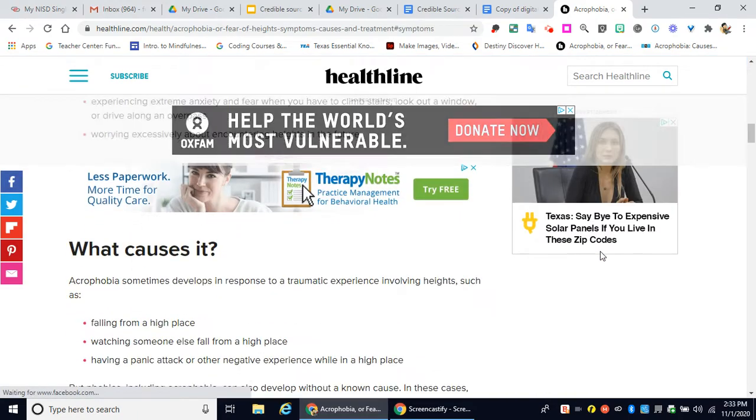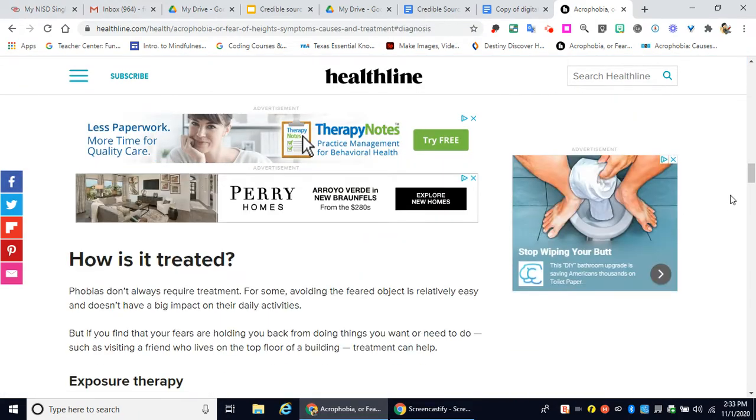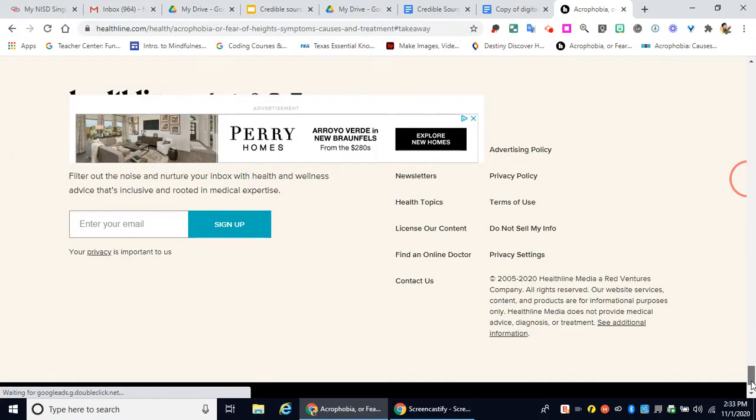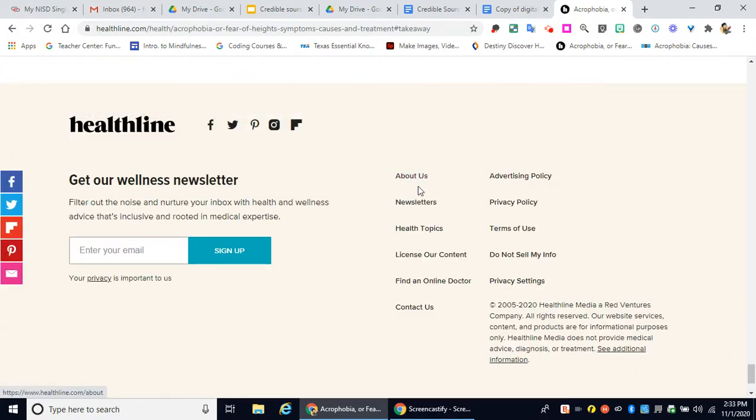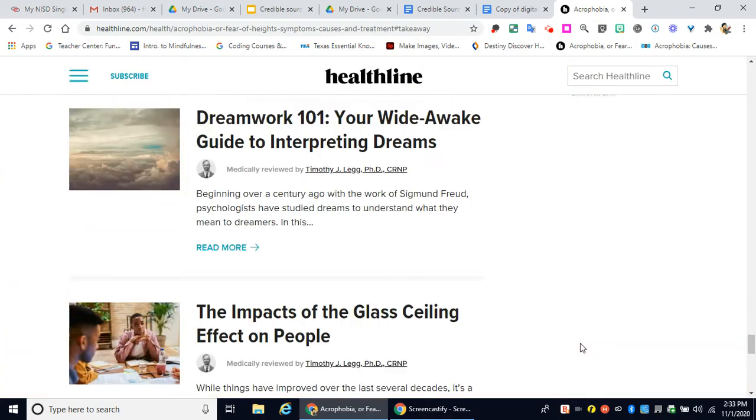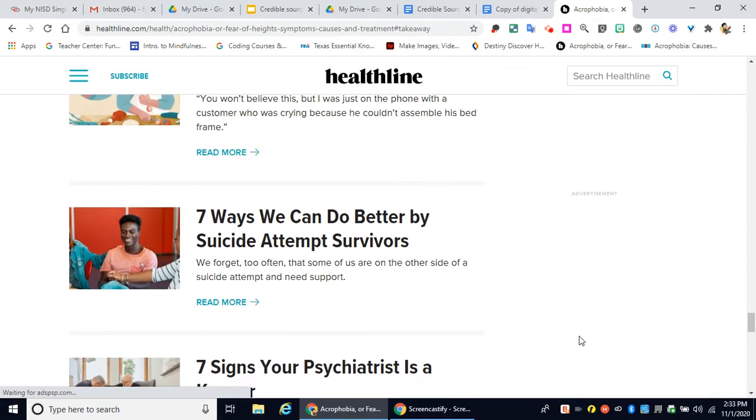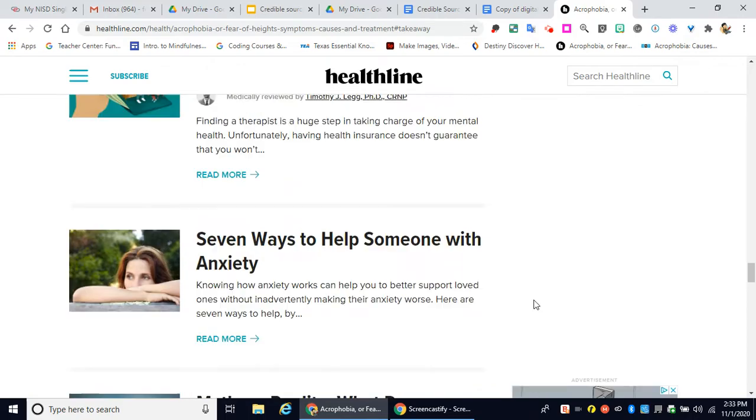I can also go down here to the bottom. That's typically where you'll find some good information. If your website has an About Us section, that's a really good indicator to you that you're on a reliable site. If they provide information to you about who they are and also how to contact them, that's a positive sign that you're on a credible site.